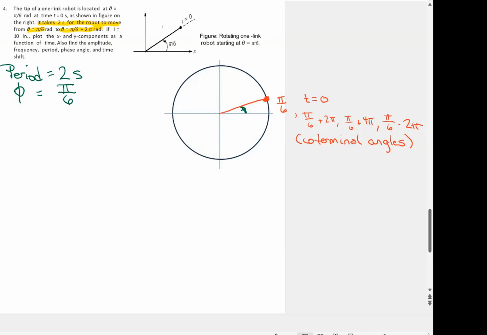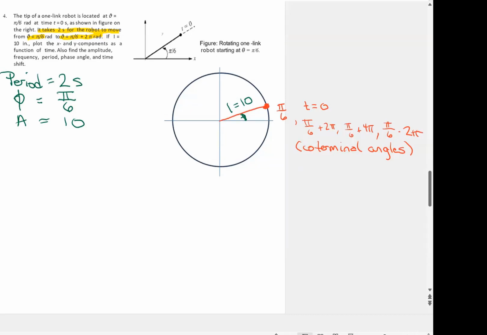Let's continue to read. If L equals 10 inches, oh, this is L. This equals 10 inches. That means that this is not a unit circle. This is a circle of radius 10, and I can say that my amplitude is equal to 10. And that's where I get it from. That's really all the information I have.